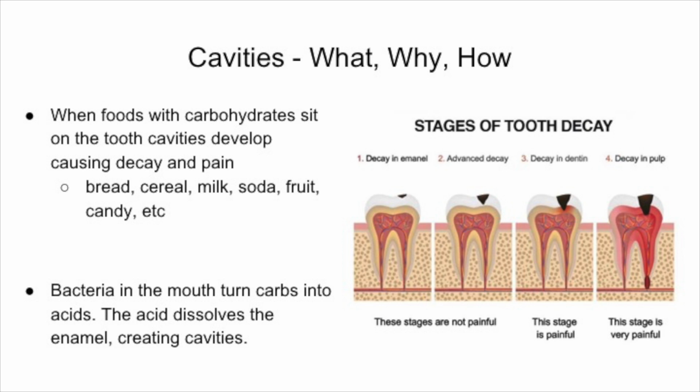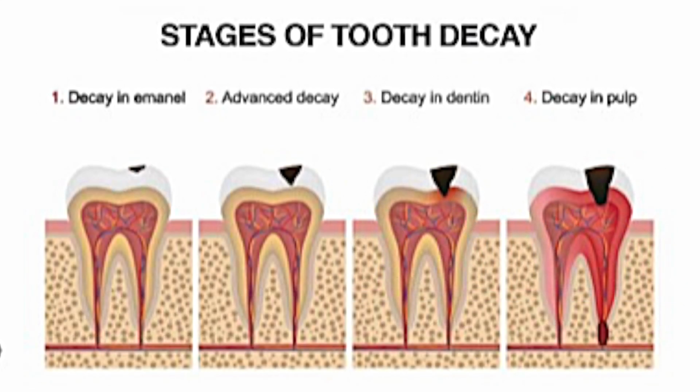Bacteria in the mouth then turn those carbohydrates into acid. The acid dissolves the enamel, creating cavities. Stage 1 is where decay is only in the enamel. Stage 2 is when the decay has become larger in size and has almost reached into the dentin.